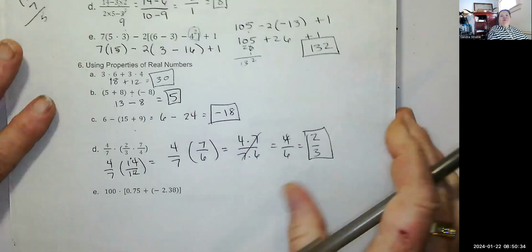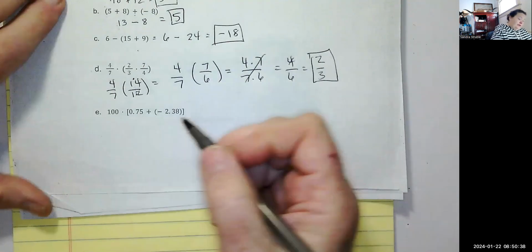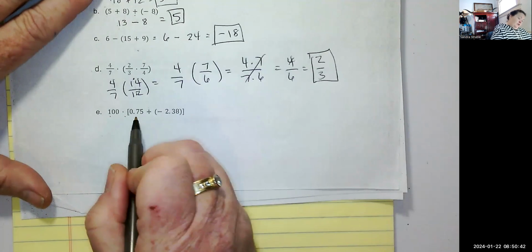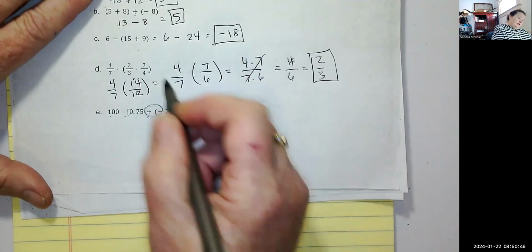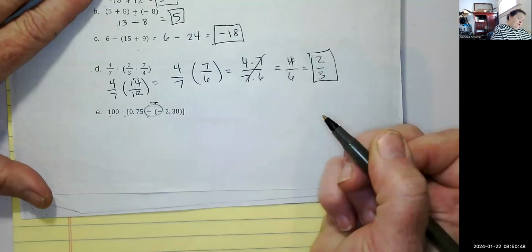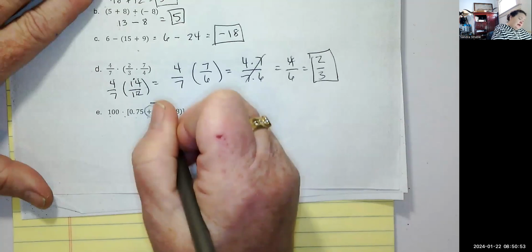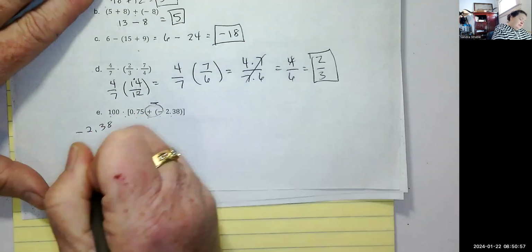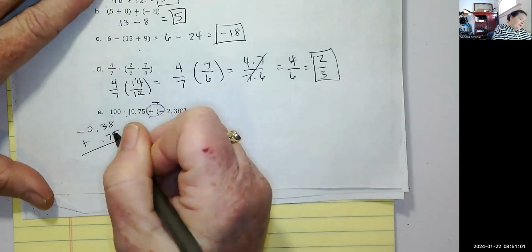Okay, last one. Just a little bit of decimal here. I don't have my calculator. So it's 100 times 0.75 plus negative 2.38. This is just a negative. I don't know why they do that. But 2.38 is negative, and then 0.75, so negative 2.38 plus 0.75. I'm going to subtract these real quick.